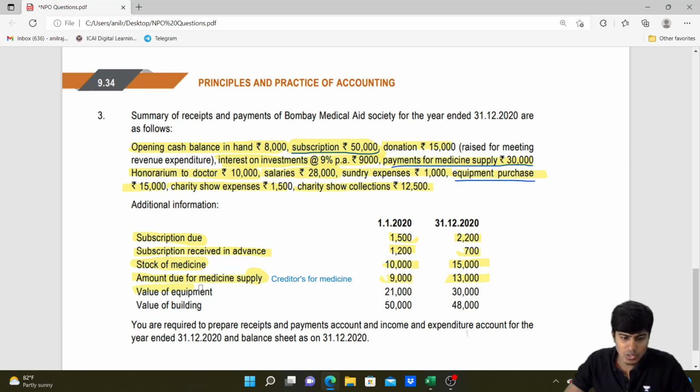What do we have after that? Then we have value of equipment, which is 21,000 opening and 30,000 closing. This is an asset opening and asset closing, and in our equipment account, opening balance 21,000 on the debit, 30,000 closing on the credit. Shall we write that?